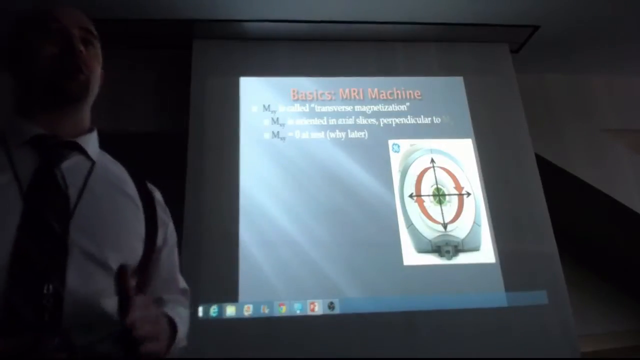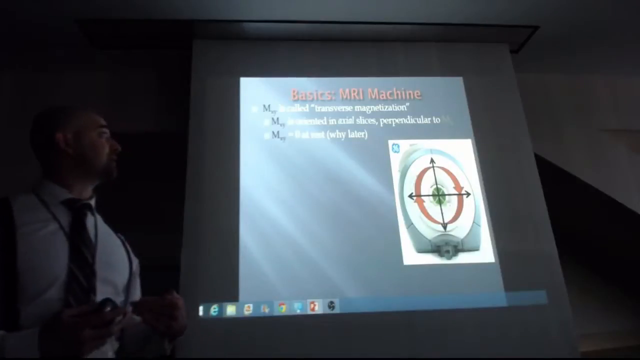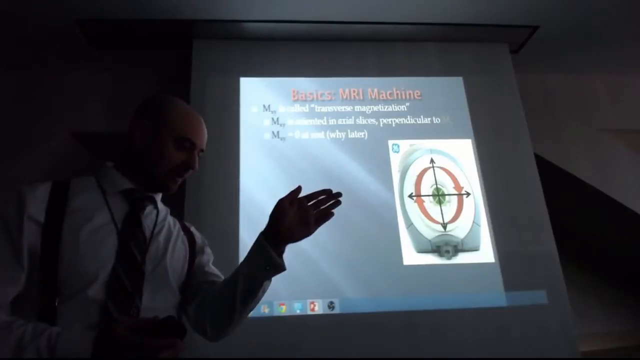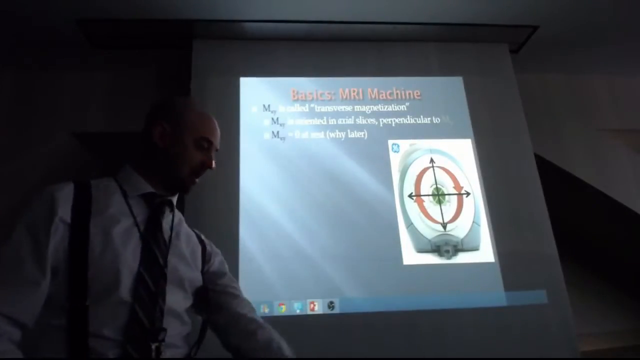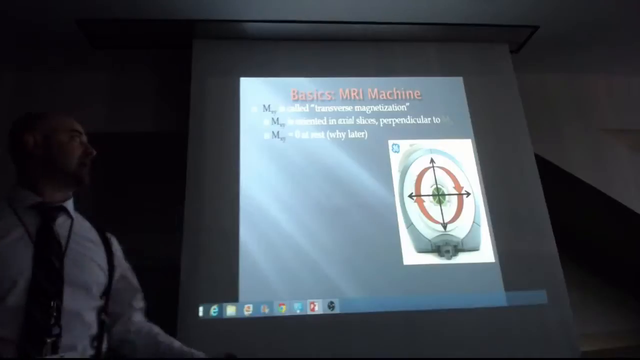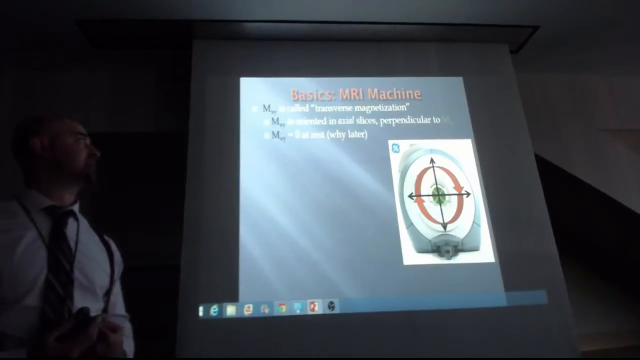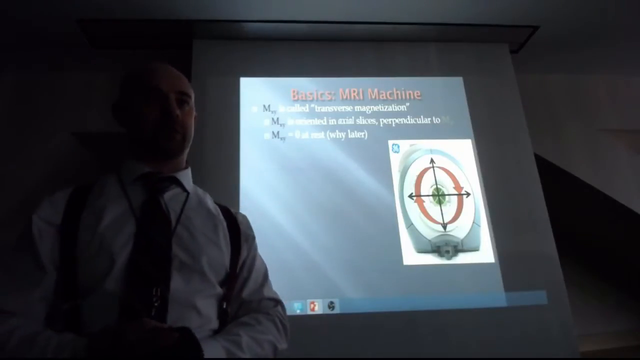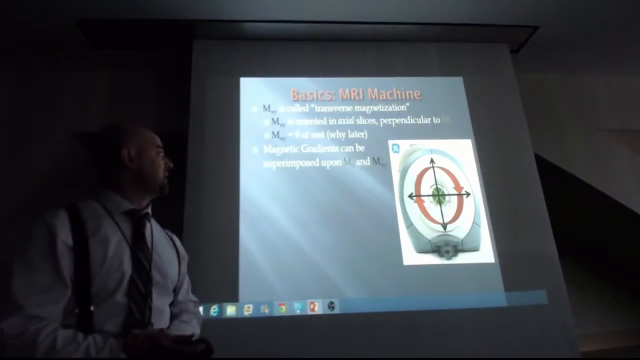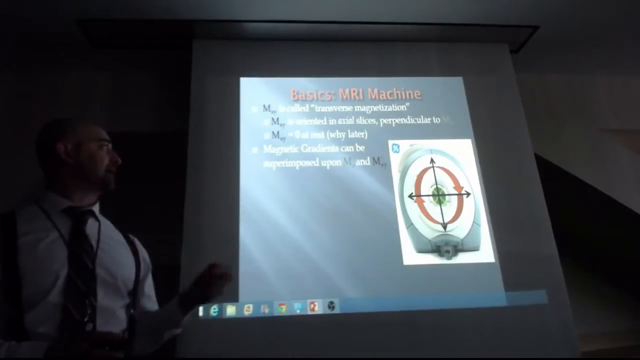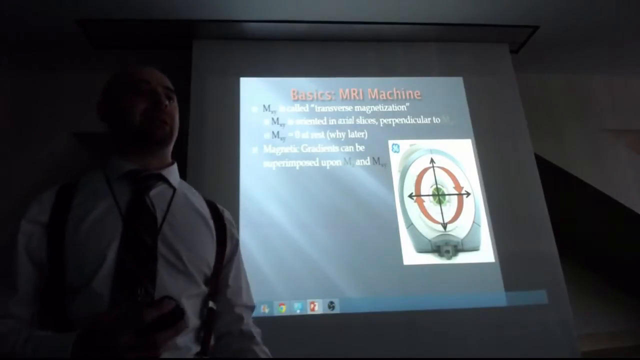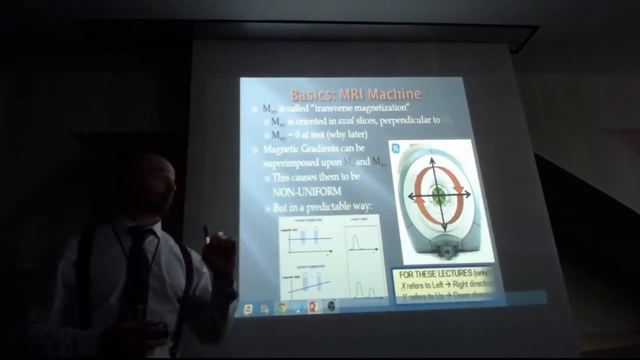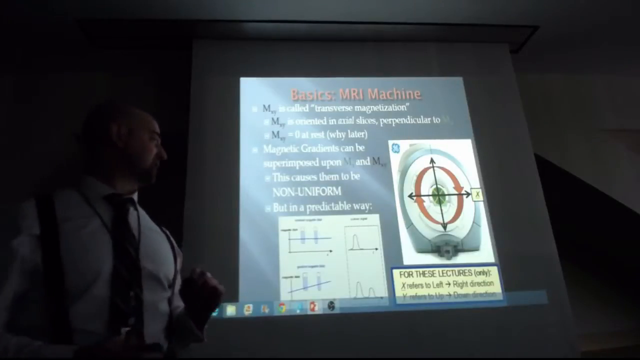Now let's start talking about MXY. It's the magnetization in the XY plane. You can also call this a transverse magnetization. Think of it as magnetization that is perpendicular to MZ. We also need to know that there are magnetic gradients that can be superimposed upon MZ and MXY. These gradients are not uniform, on purpose, and are done so in a predictable way.